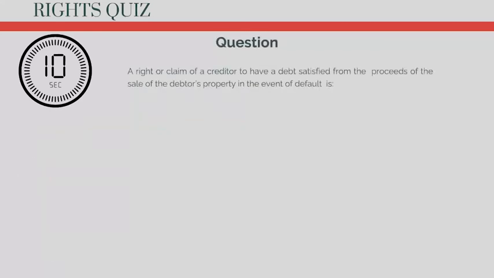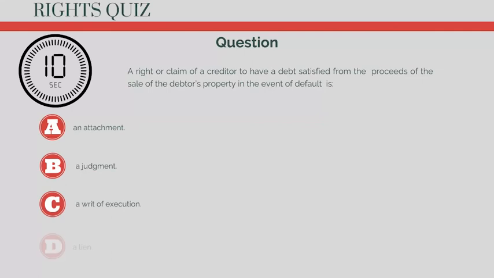A right or claim of a creditor to have a debt satisfied from the proceeds of the sale of the debtor's property in the event of default is A. An attachment, B. A judgment, C. A writ of execution, or D. A lien. D, a lien.